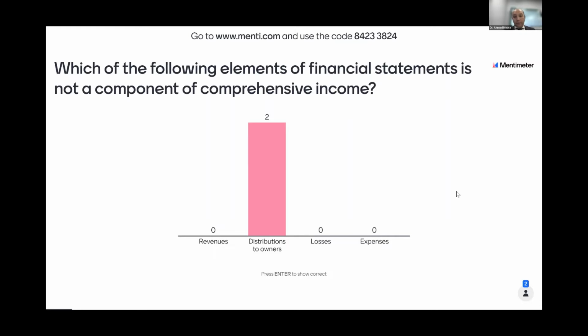Two people answered. Make sure to submit your answer. Three. Amazing. Amazing. In order to calculate the net income, we need more answers, guys, please. Just choose your answer and click submit, please. Okay.